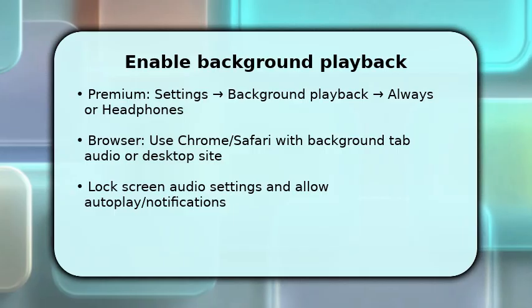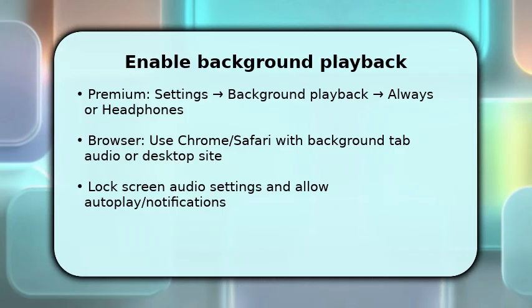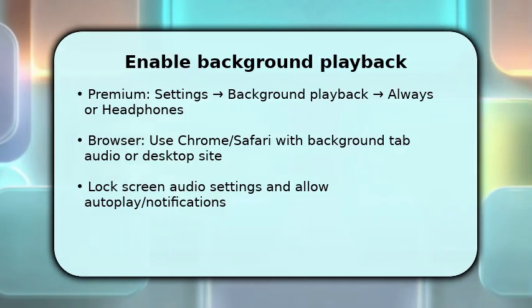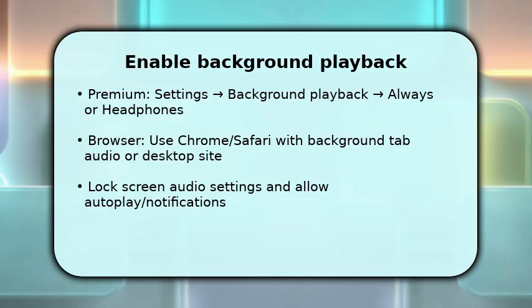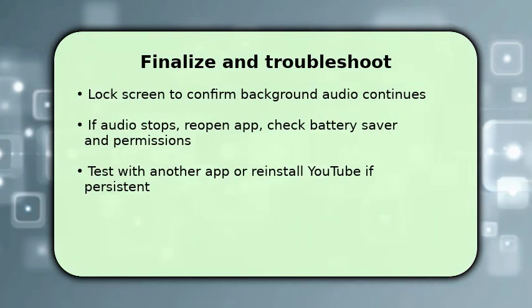Also make sure autoplay and notification permissions are allowed so controls appear on the lock screen. Once set, start your playlist and test locking the screen to confirm uninterrupted audio. Finish by locking your screen and confirming the audio keeps playing.